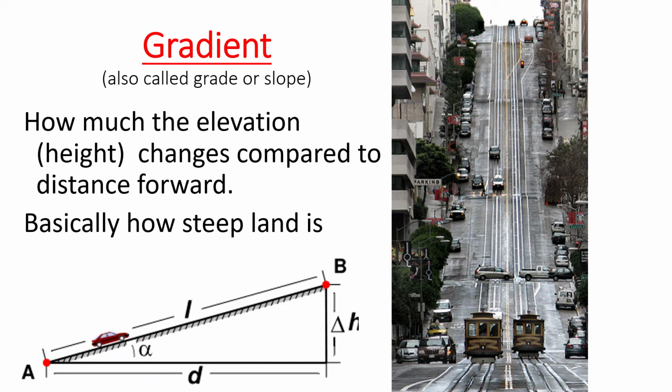So this is the term called gradient. And this is a red bold-faced word. It's also called grade or slope. This is how much the elevation, the height, the going up part, changes compared to how far you go forward. Basically, this is how steep the land is. And it's very similar to slope in math. We use those terms kind of interchangeably.